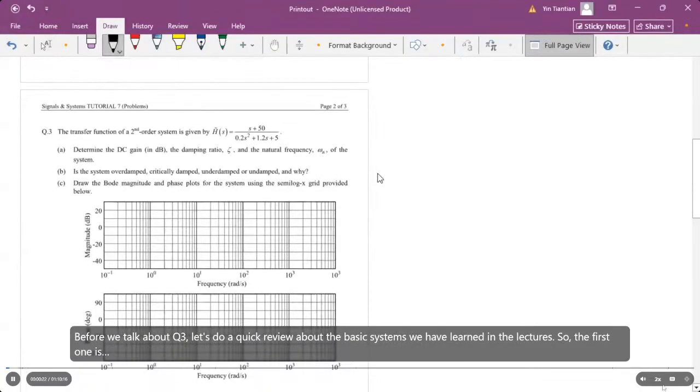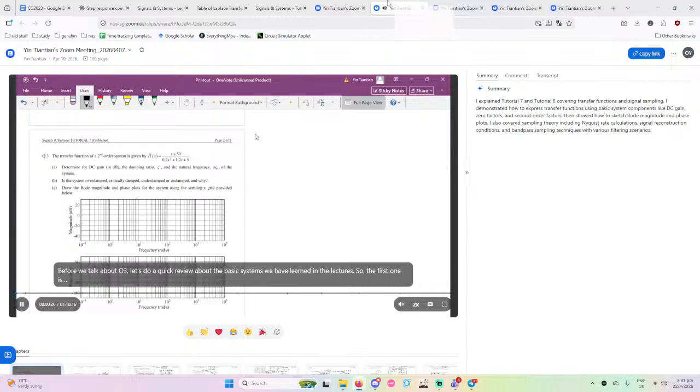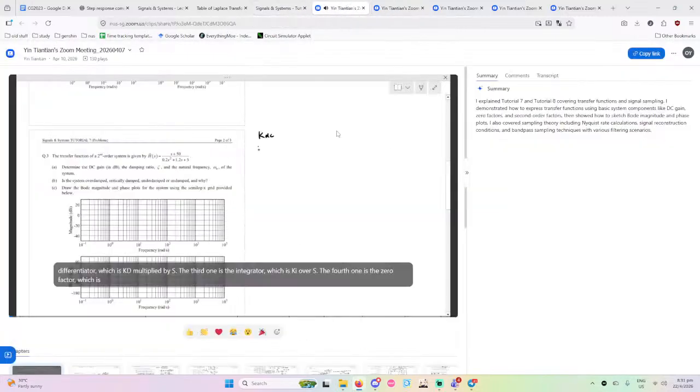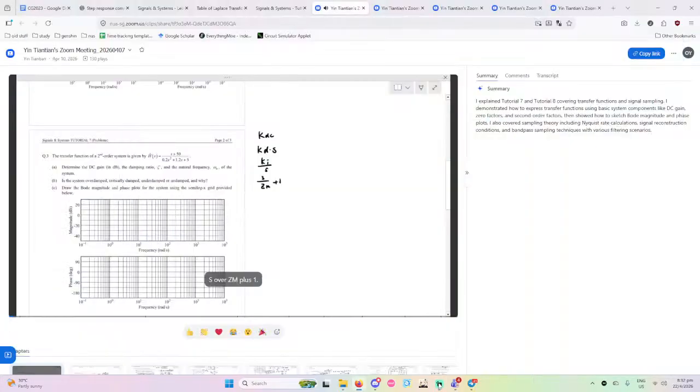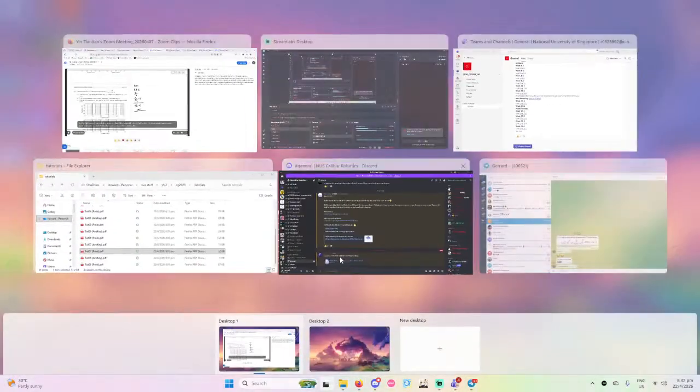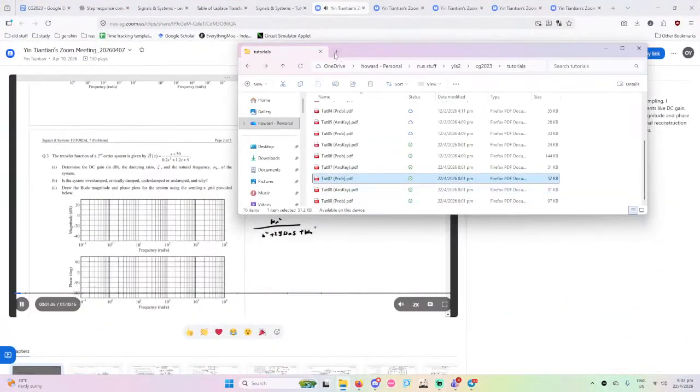Before we talk about Q3, let's do a quick review of the basic systems we have learned in the lectures. The first one is K_DC, which is called the DC gain. The second one is the differentiator, which is K_D multiplied by S. The third one is the integrator, which is K_I over S. The fourth one is the zero factor, which is S over Z_m plus 1. The fifth one is the pole factor, which is 1 divided by S over P_n plus 1. And the last one is the second order factor, which is omega_n squared divided by S squared plus 2 zeta omega_n S plus omega_n squared.